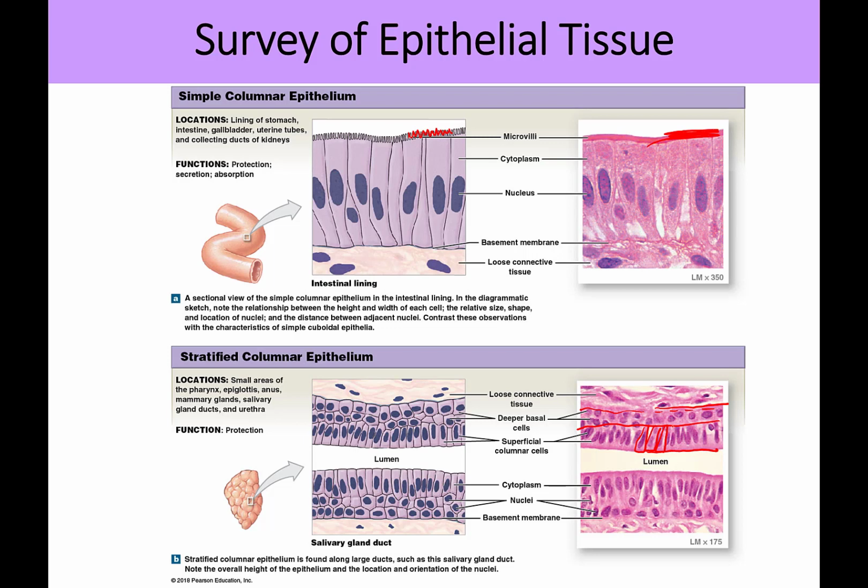Since this tissue has multiple layers, one of its main functions is protection, well, some degree of protection, not as protective as stratified squamous epithelial, but protective enough to protect your throat, which is the pharynx, and some glands like mammary glands and salivary glands. They're mainly in glands.